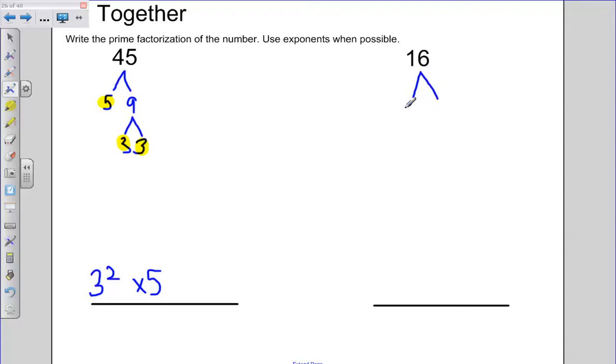So when I do my factor tree, I should have 4 and 4. 4 times 4 is 16. 4 can be divided into 2 times 2. 2 times 2. Oh, sorry, that's a goofy 2 there. Again, 2 is prime, so I'm going to circle it. 2 is prime, circling all of my prime numbers. So if I'm going to use exponents here, I can say that 2 is my base, and my exponent is 1, 2, 3, 4. 2 to the 4th power.